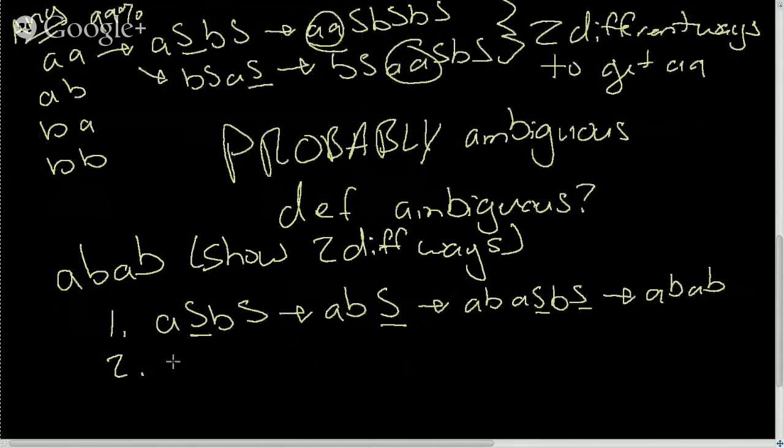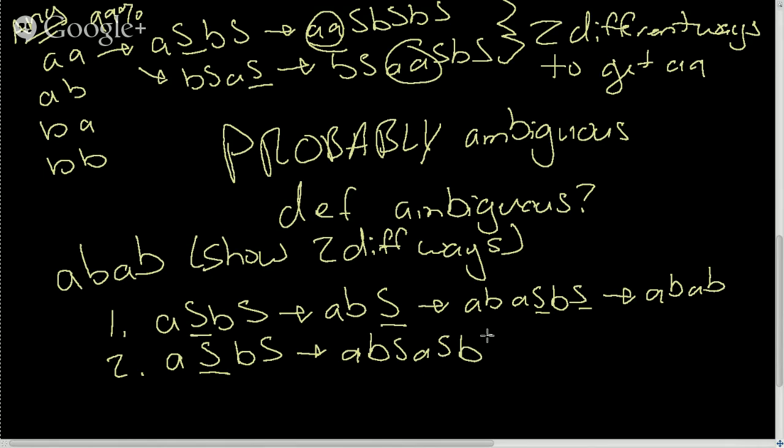What else can we do here? Two. If we have ASBS, and let's say this S goes to BSAS, that would give us ABSASBS. And then all we need to do is have this S and this S and this S all go to epsilon, and that would give us ABAB. So there you have it, two different ways that you can create this string ABAB that is in the language.